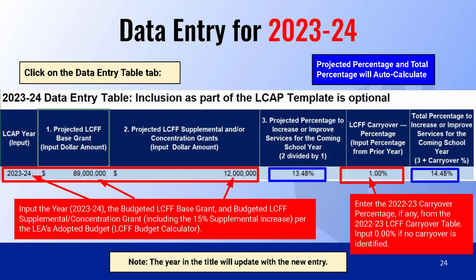23-24, the budgeted LCFF base grant, and the budgeted LCFF supplemental concentration grant in the appropriate boxes. You would get these amounts from your LEA's adopted budget LCFF calculator. And again, here's where you're going to enter your carryover percentage from the 22-23 carryover calculation table. If you did not have a carryover calculated, you would input 0%.